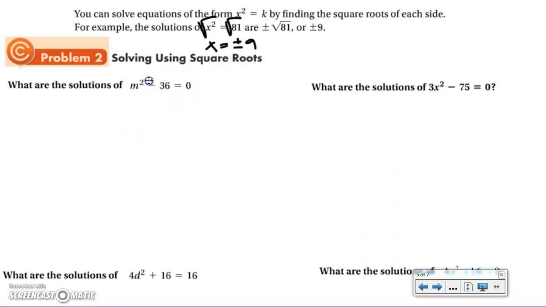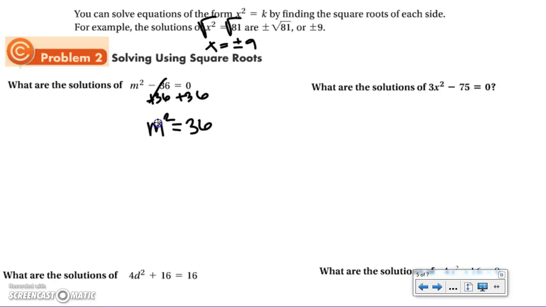So let's try an example here. Notice that it is set equal to 0, which means we are looking for the solutions. Your goal is to get m by itself. So the first step would be to add 36 to the other side. That way we cancel it on this side. We are left with m squared equals positive 36.